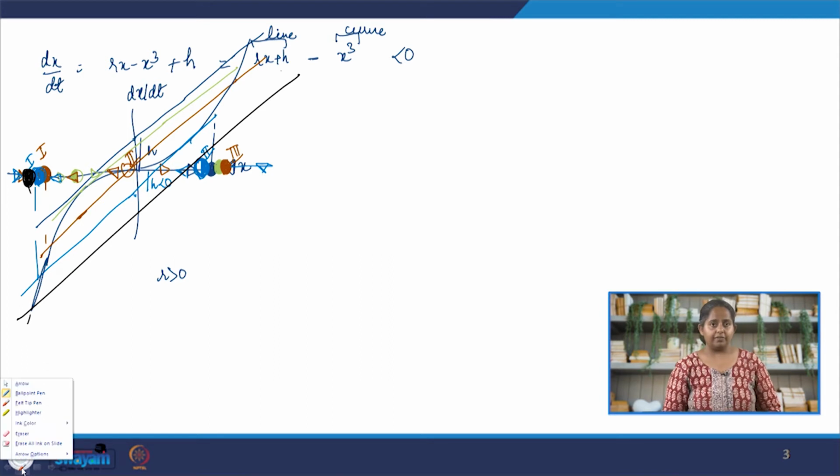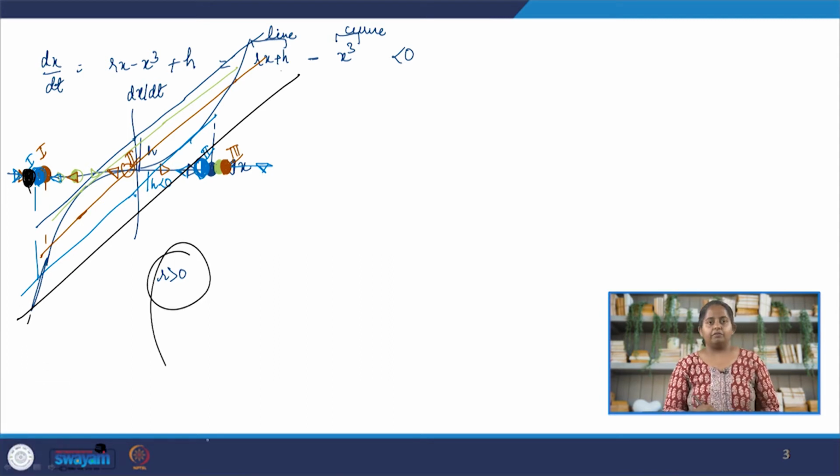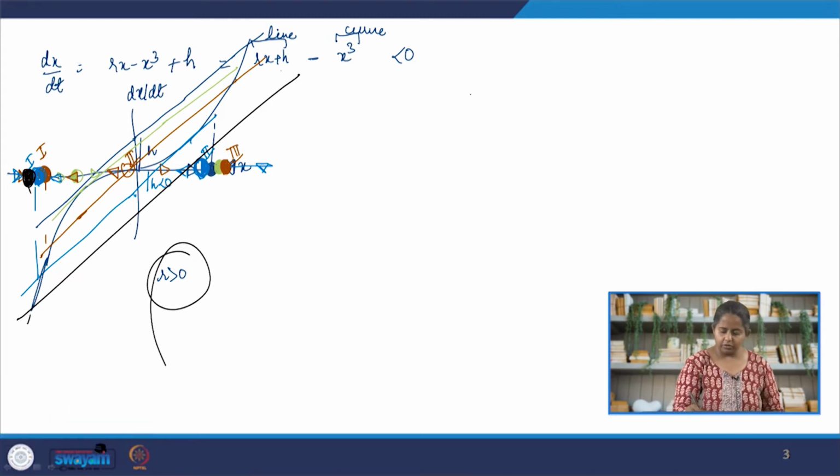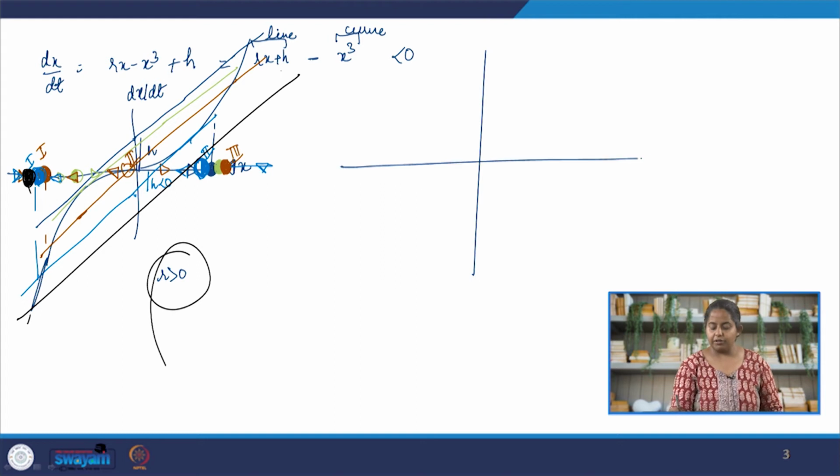So let's draw the bifurcation diagram where r is positive, and we are varying h. Since this is a bifurcation diagram where we are keeping r constant, we are keeping the slope of the line constant, we are going to plot the parameter h on the x-axis and fixed points on the y-axis.